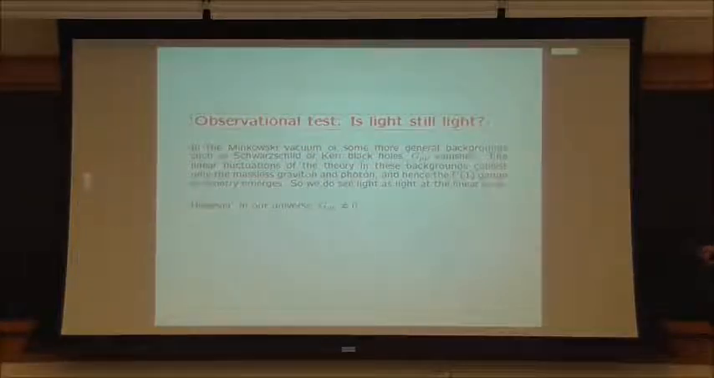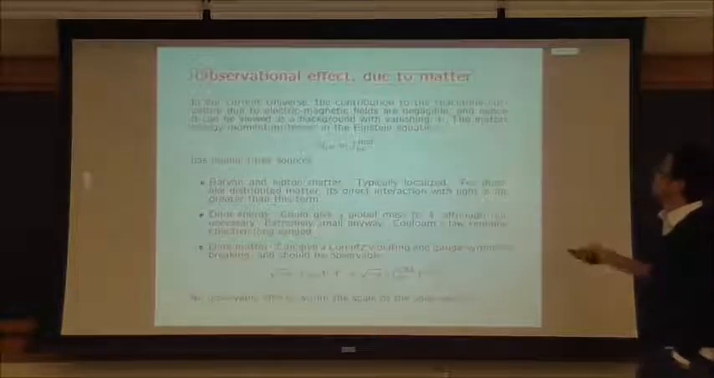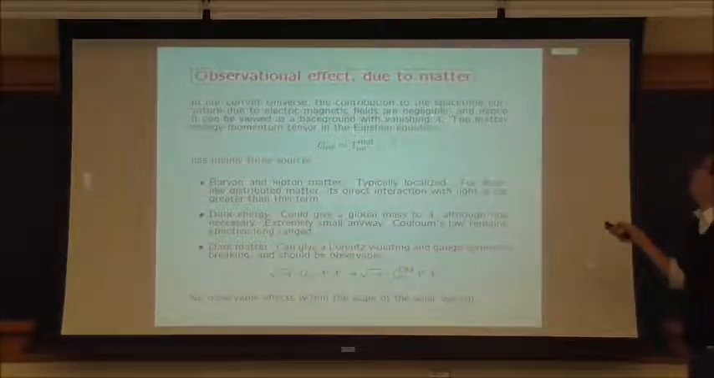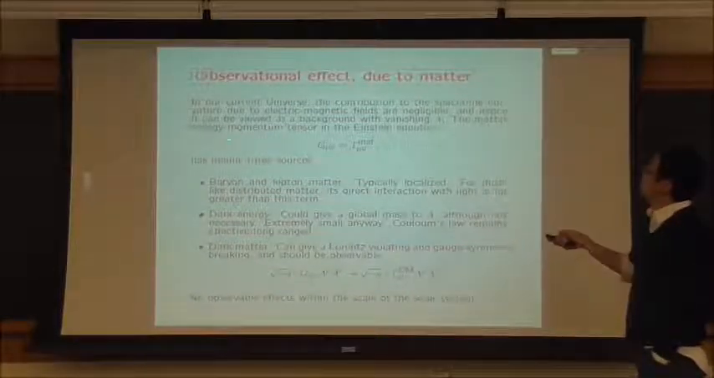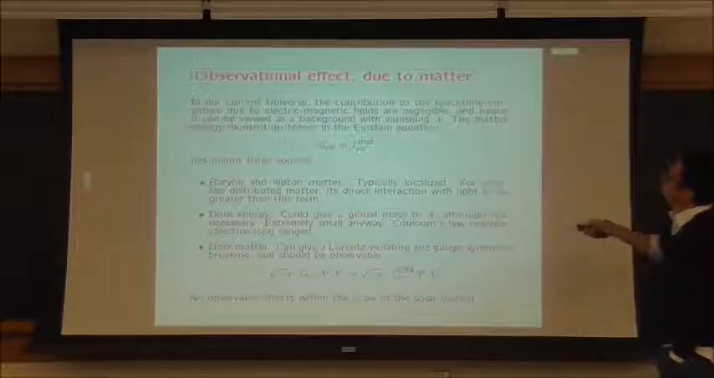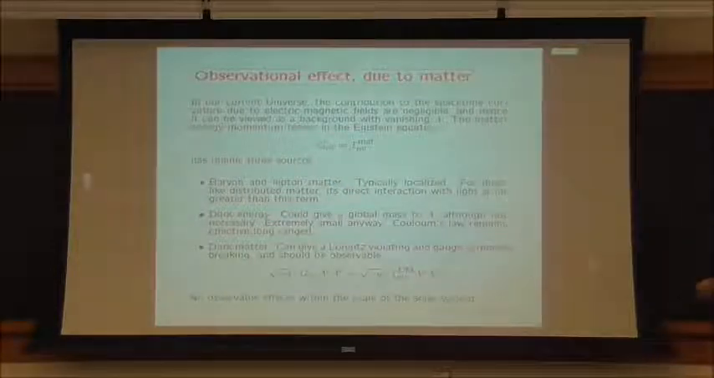So we do see that light still acts like light at a linear level. That is an interesting point. But of course, you may argue that the G_μν is not zero in our universe, and this term can still destroy the light. In our current universe, the contribution to the space-time curvature due to the electromagnetic field is negligible, and hence you can view it in the background with vanishing A. The matter energy-momentum tensor in the Einstein equation is simply given by that, but this should really be understood with G over c to the fourth, so it's a highly suppressed term.